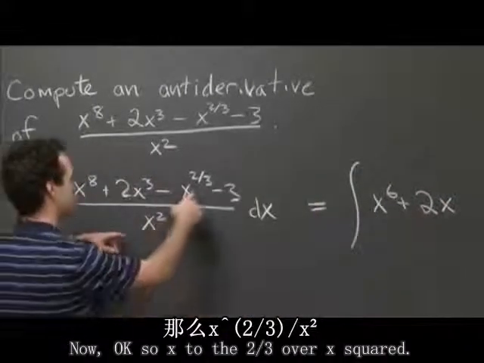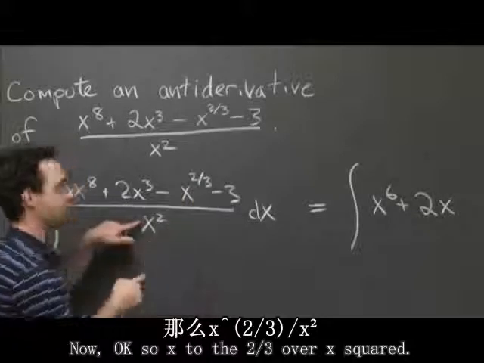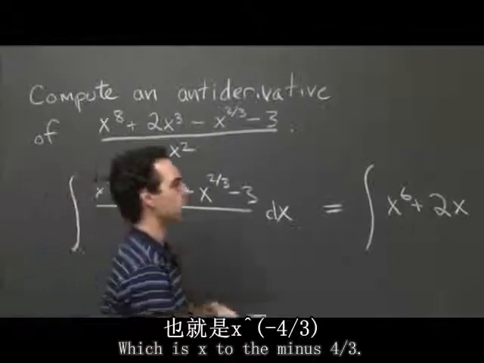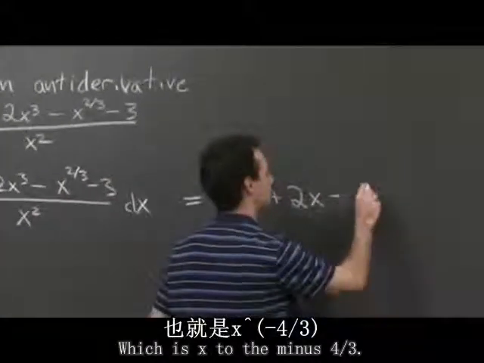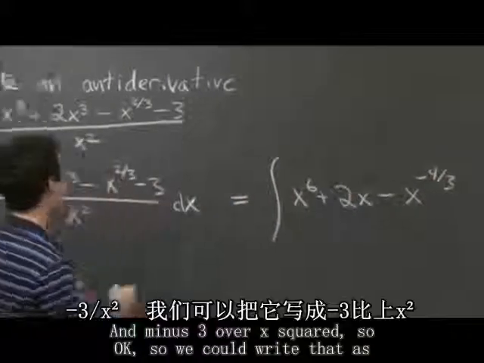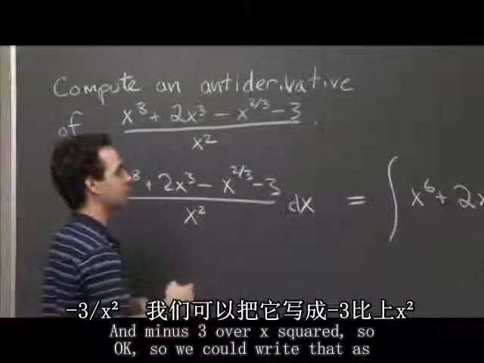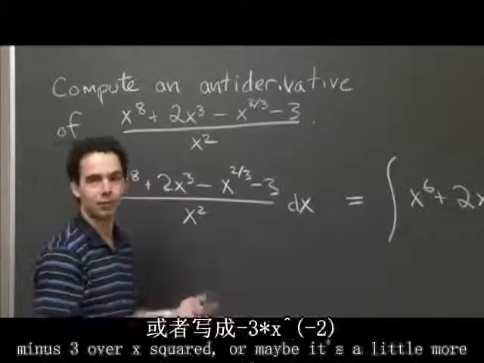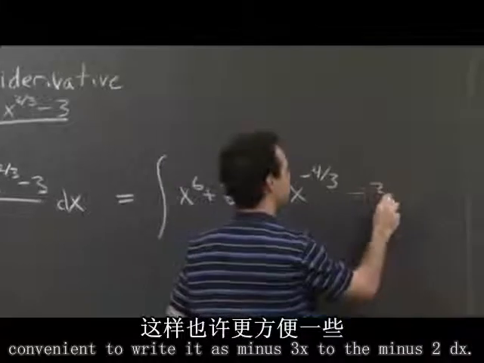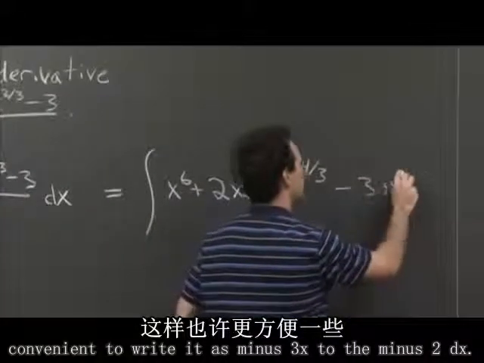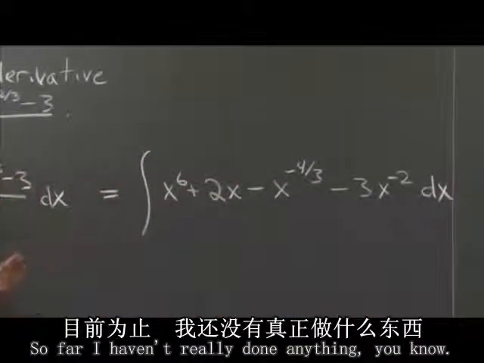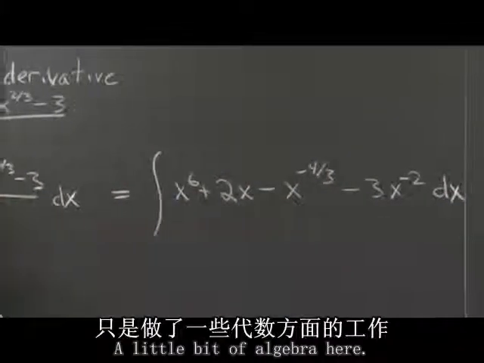Now, x to the 2/3 over x squared. That's x to the 2/3 minus 2, which is x to the minus 4/3. And minus 3 over x squared. We could write that as minus 3 over x squared, or maybe it's a little more convenient to write it as minus 3x to the minus 2, dx. So far I haven't really done anything, just a little bit of algebra here.